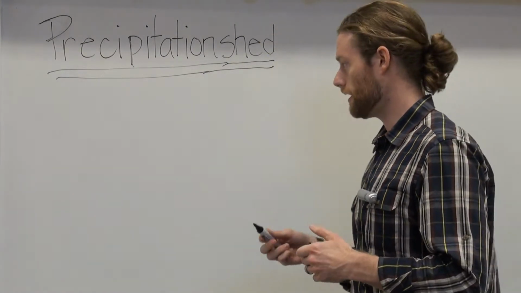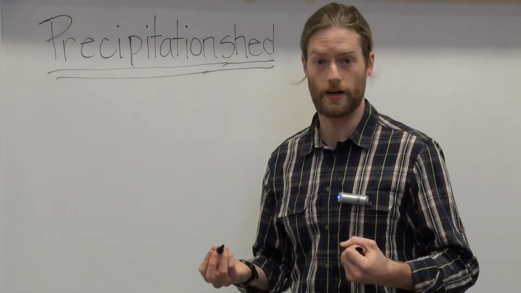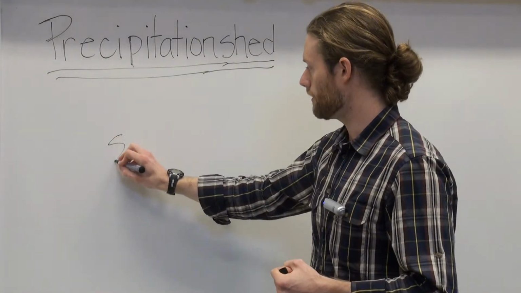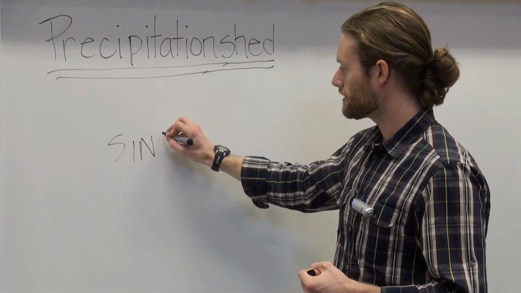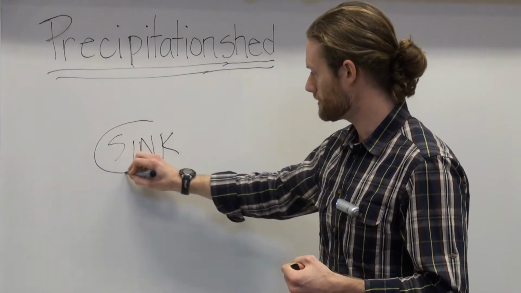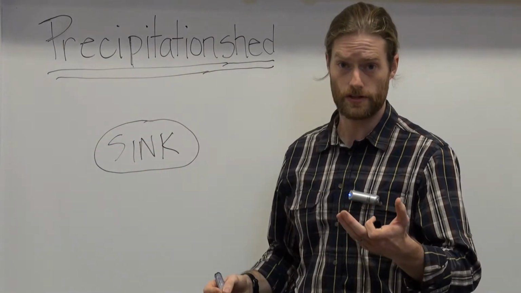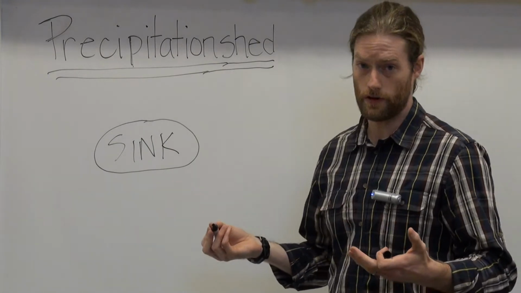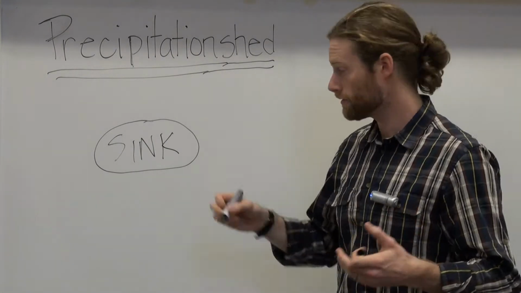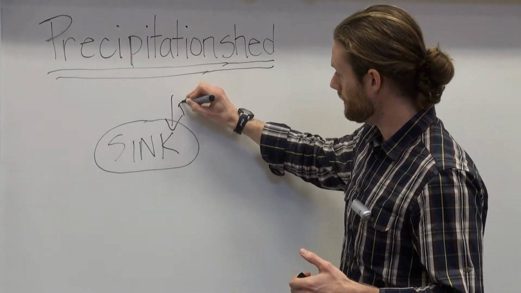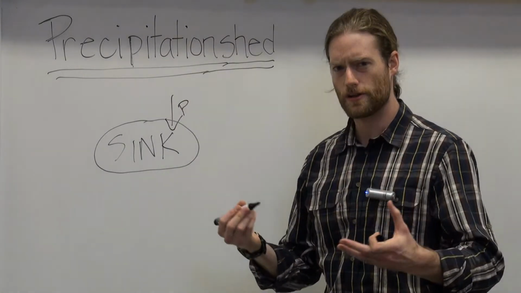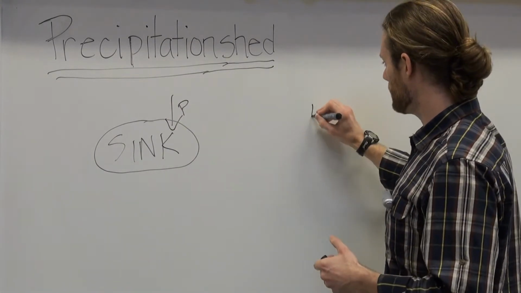To get at this idea in a different way, I'm going to draw a simple diagram. And so right here is a rainfall sink. It's a specific location, for example, Stockholm, that receives rainfall. And that rainfall, or precipitation, P, comes from evaporation somewhere upwind, E.